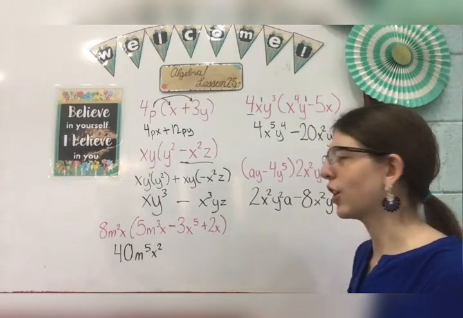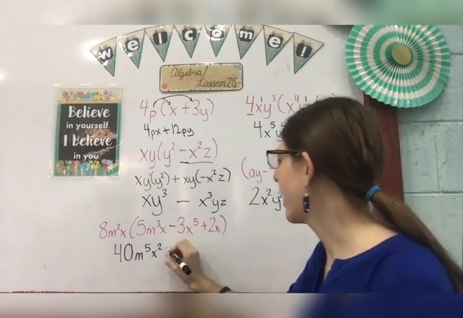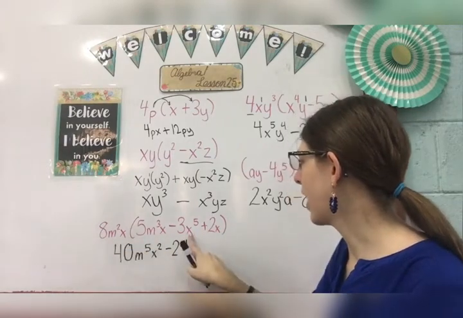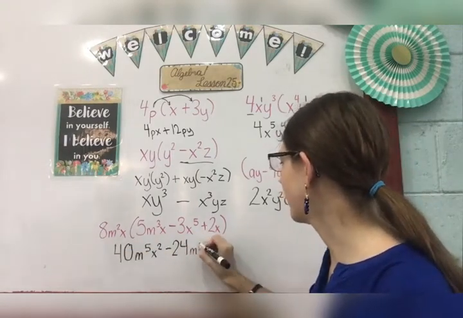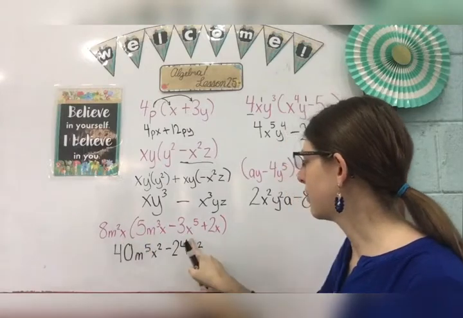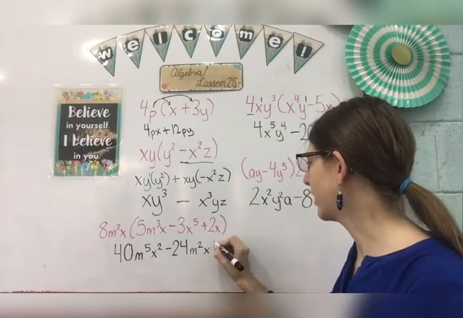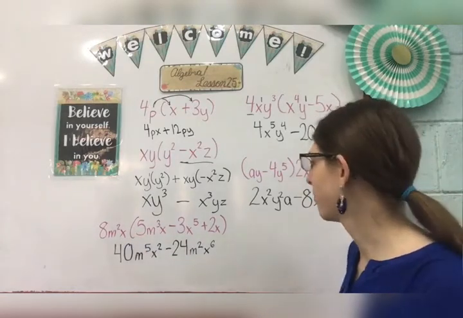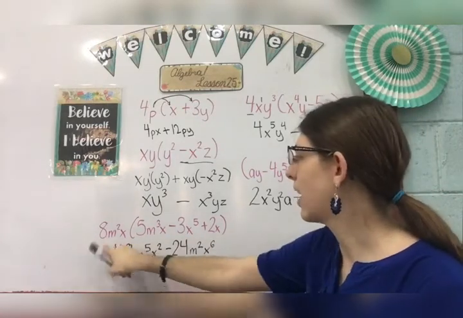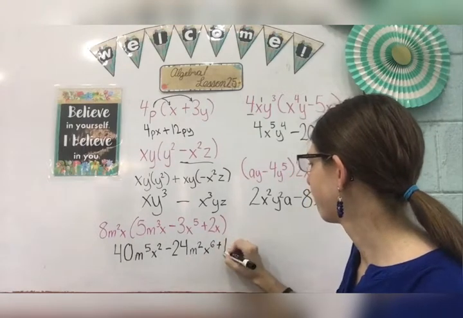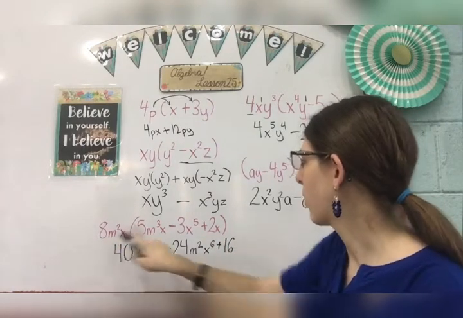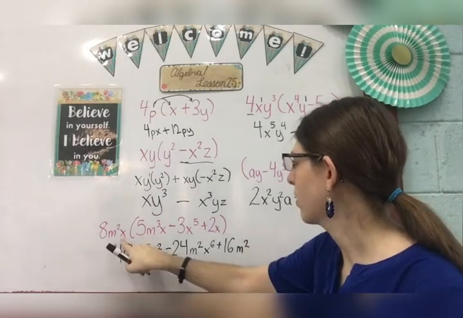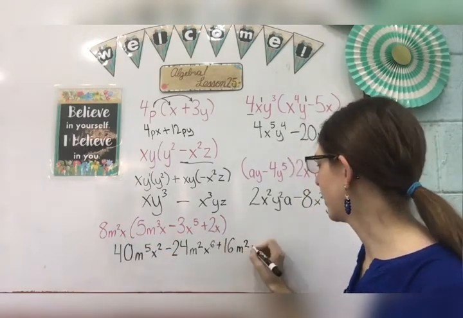Now we go on to our next term. 8 times negative 3, negative 24. m squared times, no m's, so that stays the same. x times x to the 5th power, 1 plus 5 is 6, so it's x to the 6th. No more variables with either term, so I move on. Positive 2 times 8, positive 16. m squared over here, no m's over here, so it stays the same, m squared. x times x is x squared.